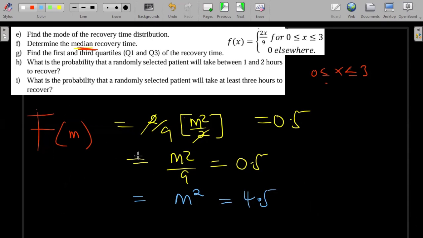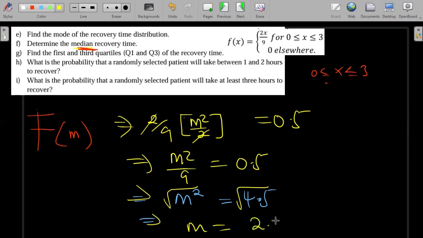Remember our aim is to find this m. So let's square root both sides. If I square root this side and also this side, I get that m is equal to the square root of 4.5. We just take the positive square root. The square root of 4.5 is approximately 2.12. So it means our median recovery time is about 2.12 hours. So this is our median.